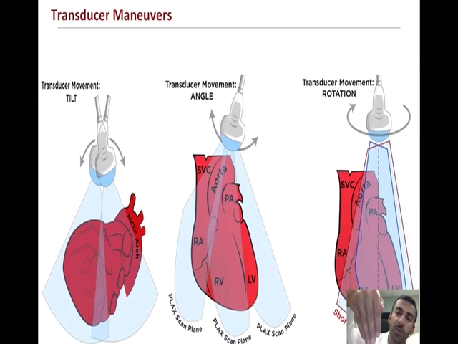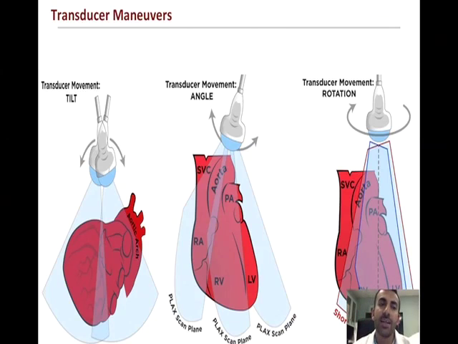When you go perpendicular to the ultrasound plane, that motion is called angle. So again, when you're moving perpendicular, that's angle, and when you're moving alongside or parallel to the ultrasound plane, that is tilt. And rotation is, as the name says, just rotating your probe such that the ultrasound plane is changing.